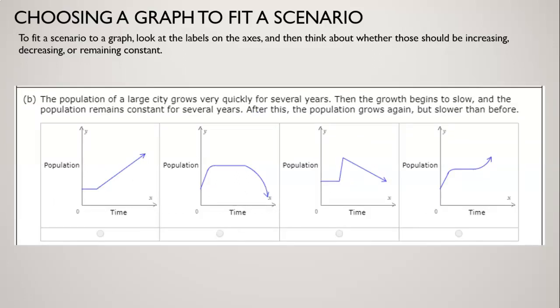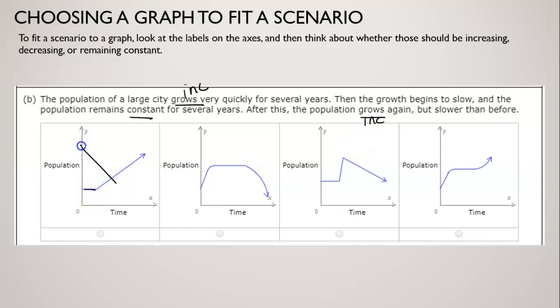All right, now let's look at some that have more than just one example of increasing and decreasing. The population of a large city grows very quickly for several years. Then the growth begins to slow and the population remains constant for several years. After this, the population grows again, but slower than before. So I see grows, that should be increasing. I see constant, that means it should be flat, and this should also be increasing.